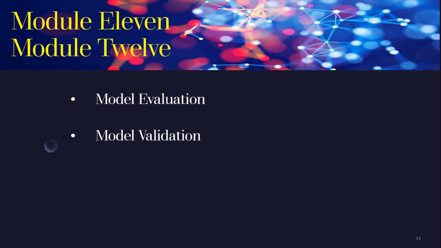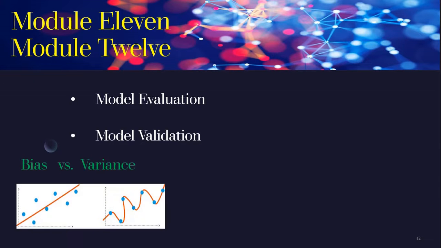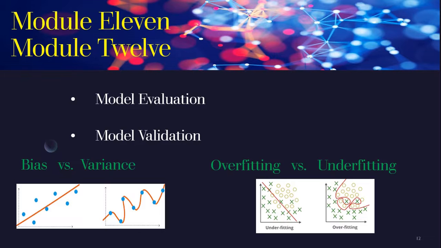Module 11 and 12 will cover very important statistical methods in machine learning, model evaluation, and model validation. These methods are a must to learn for all data scientists. You will also learn very important statistical concepts in modeling: bias, variance, overfitting, and underfitting. Understanding these terms is vital for evaluating machine learning models.